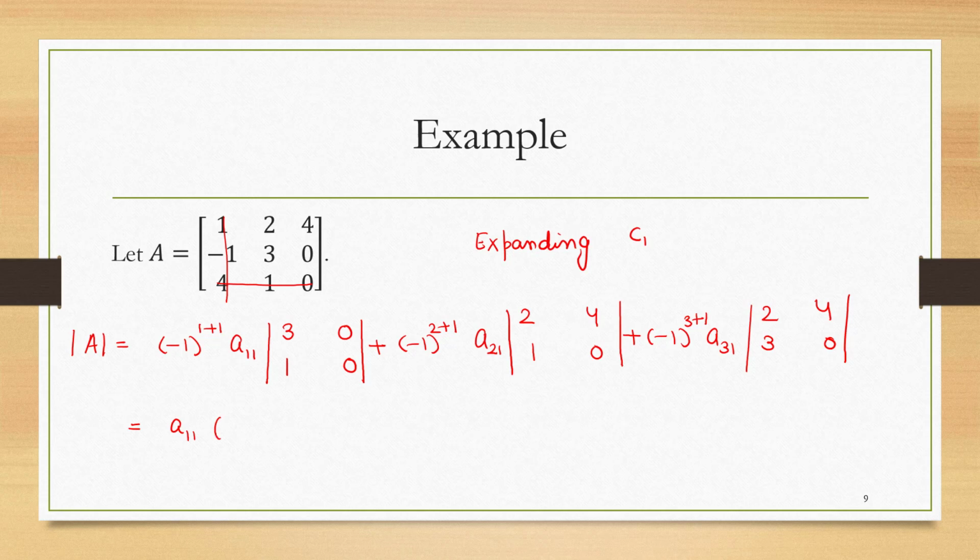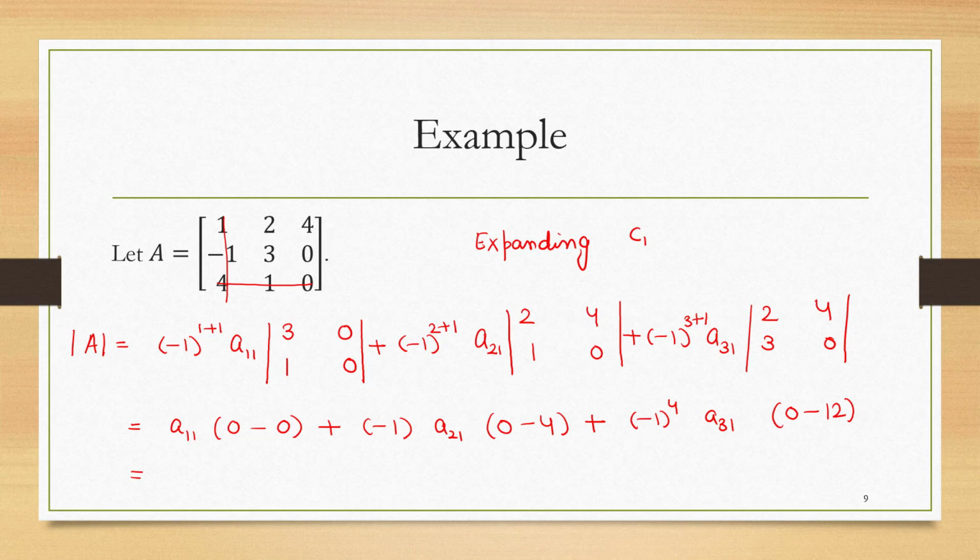So A11, solving this we get 0 minus 0. Minus 1 raised to power odd. So it will be minus 1. A21, 2 into 0 minus 4 into 1, plus minus 1 raised to power 3 plus 1. 3 plus 1 is even. So we get plus. A31, this is 2 zeros are 0 minus 4 3s are 12.